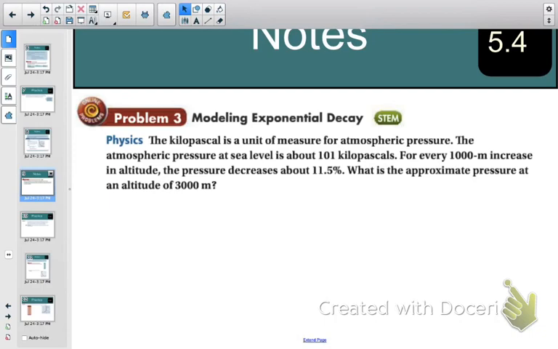This says the kilopascal is a unit of measurement for atmospheric pressure. Atmospheric pressure at sea level is about 101 kilopascals. For every 1,000 meter increase in altitude, the pressure decreases by 11.5%. What is the approximate pressure at an altitude of 3,000 meters?